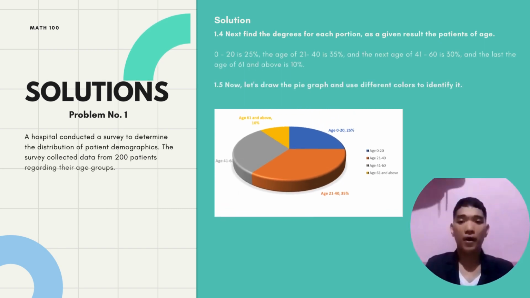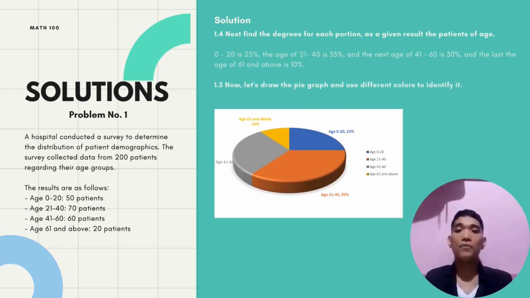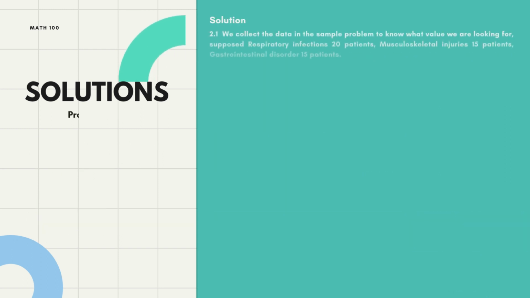Let's draw the pie graph and use different colors to identify it. As you can see in the pie graph, the age of 0 to 20 is 25%, and the age of 21 to 40 is 35%, and the age of 41 to 60 is 30%, and the age of 61 and above is 10%. Second problem.